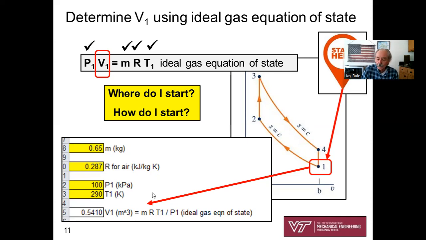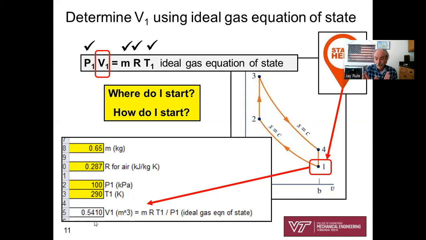We'll use the ideal gas equation of state. R for air, you determine as 0.287. If you don't have that in your head, 0.287 kilojoules per kilogram degree K. Remember that T has to be an absolute temperature, okay? And you'll calculate that V1 is 0.54 cubic meters, okay?